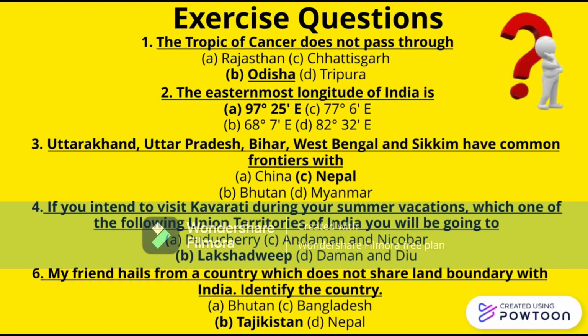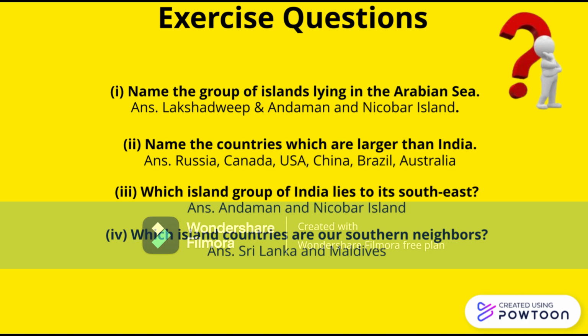Question number 4. If you intend to visit Kavaratti during your summer vacations, which of the following union territories of India would you be going to? Lakshadweep. Question number 5. My friend hails from a country which does not share a land boundary with India. Identify the country. Tajikistan. Question number 6. Name the group of islands lying in the Arabian Sea. Lakshadweep Islands and the Andaman and Nicobar Islands.